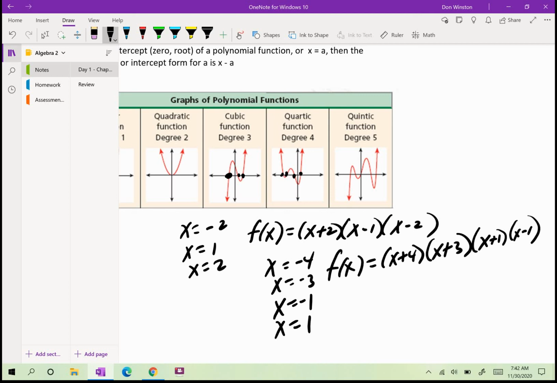It would be a degree 4 polynomial. The degree of each factor is 1, so 1, 1, 1, 1, and you add them up. And so you would get degree 4. For the other one, 1, 1, and 1, you add them all up, you get degree 3. Degree 3 polynomial, degree 4 polynomial.